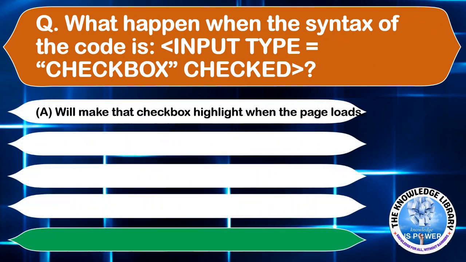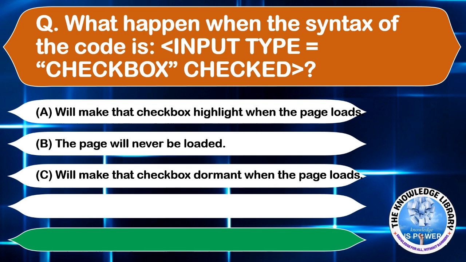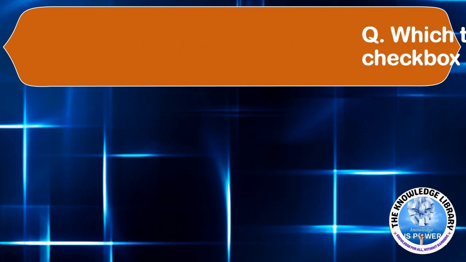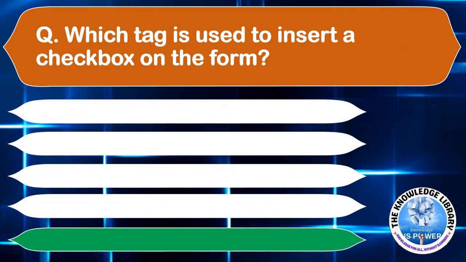The next question is, what happens when the syntax of the code is input type equal to checkbox checked? Option A, will make that checkbox highlight when the page loads. Option B, the page will never be loaded. Option C, will make the checkbox dormant when the page loads. Option D, none of these. The correct answer is option A, will make that checkbox highlight when the page loads.